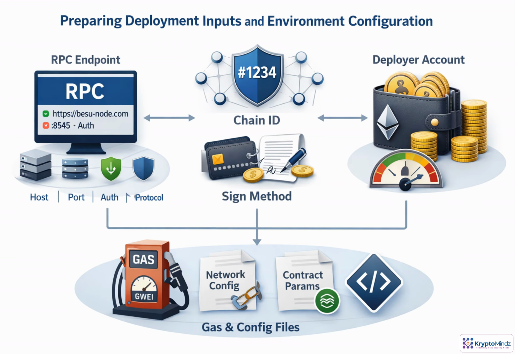Treat deployment configuration as part of the contract release. Your script needs the Besu RPC URL, including protocol, host, port, and any authentication. It must sign against the correct chain ID, or the transaction may fail or be rejected. The deployer account also needs enough native token for gas. Keep these values in environment-specific configuration files, and never hard-code private keys in source code.